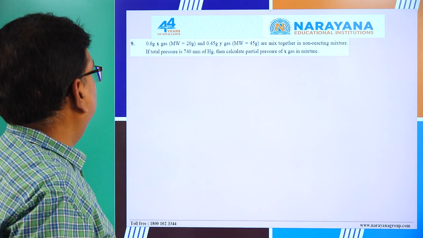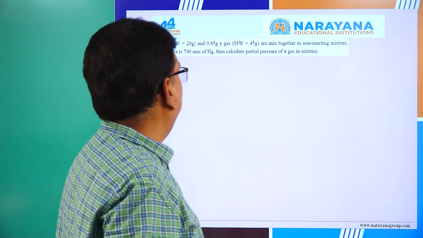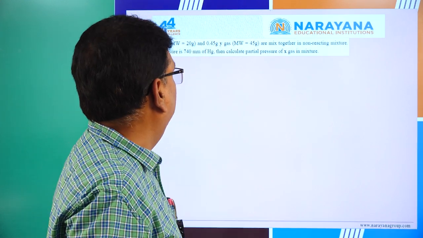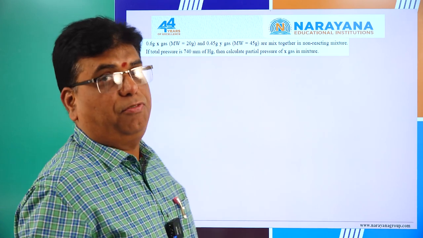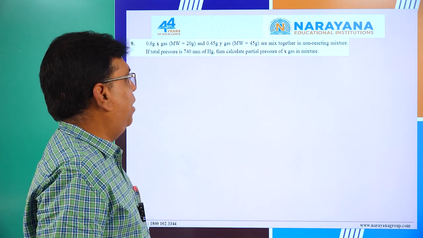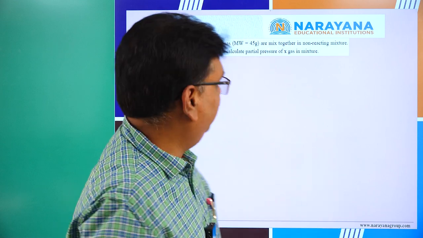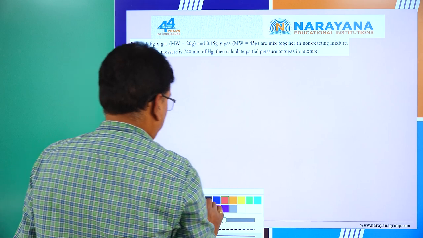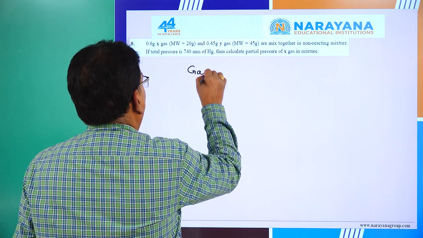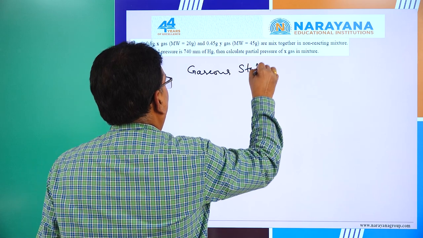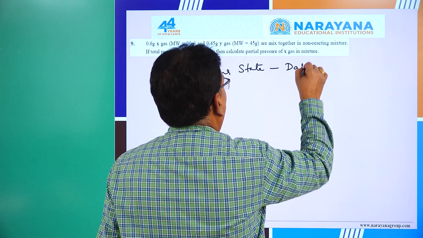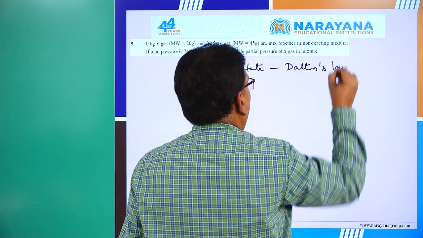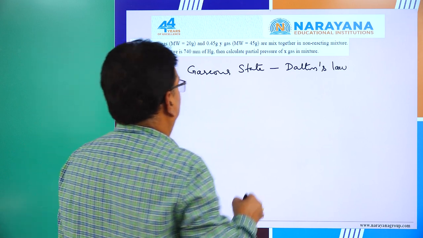0.6 gram of gas X having a molecular weight 20 and 0.45 grams of gas Y having a molecular weight 45 are mixed together in a non-reacting mixture. If total pressure is 740 mm of mercury, then calculate the partial pressure of X. This is a question from the gaseous state chapter based on Dalton's law. So here, what is Dalton's law?